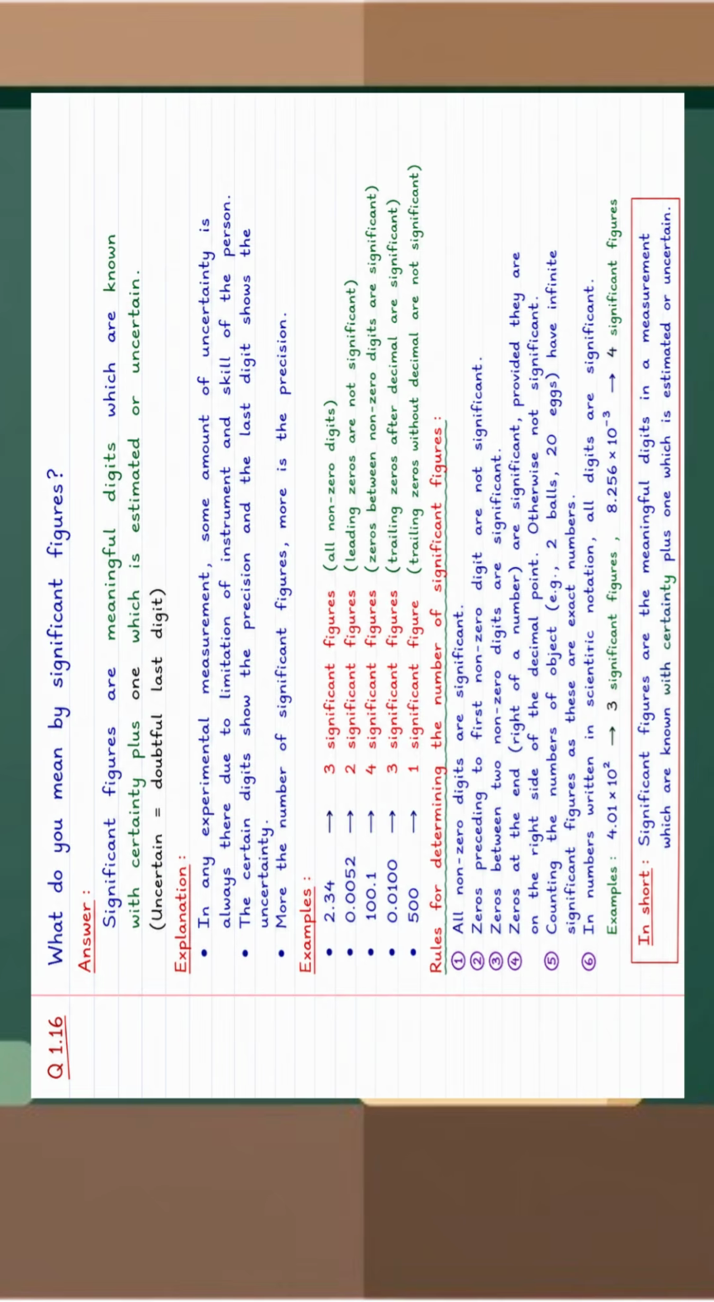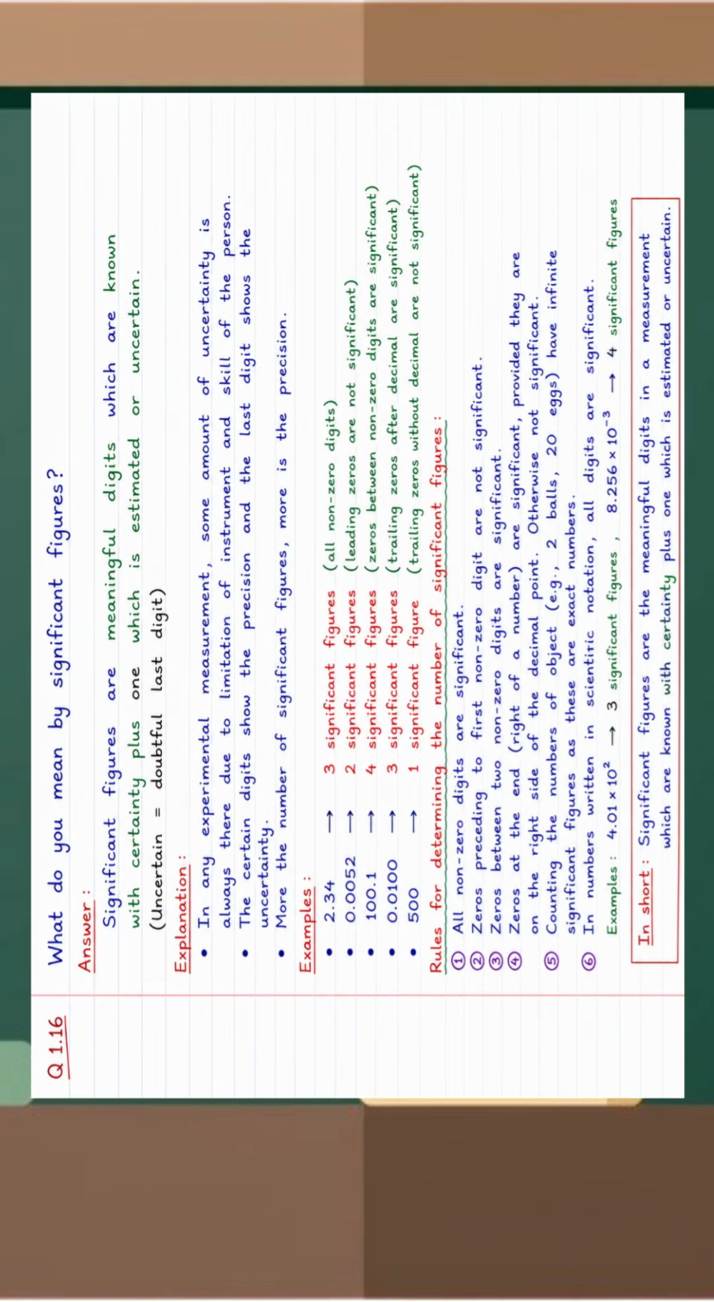Fourth example, 0.0100. Trailing zeros after decimal are significant. So it has three significant figures. Fifth example, 500. Trailing zeros without a decimal point are not significant. So it has only one significant figure.